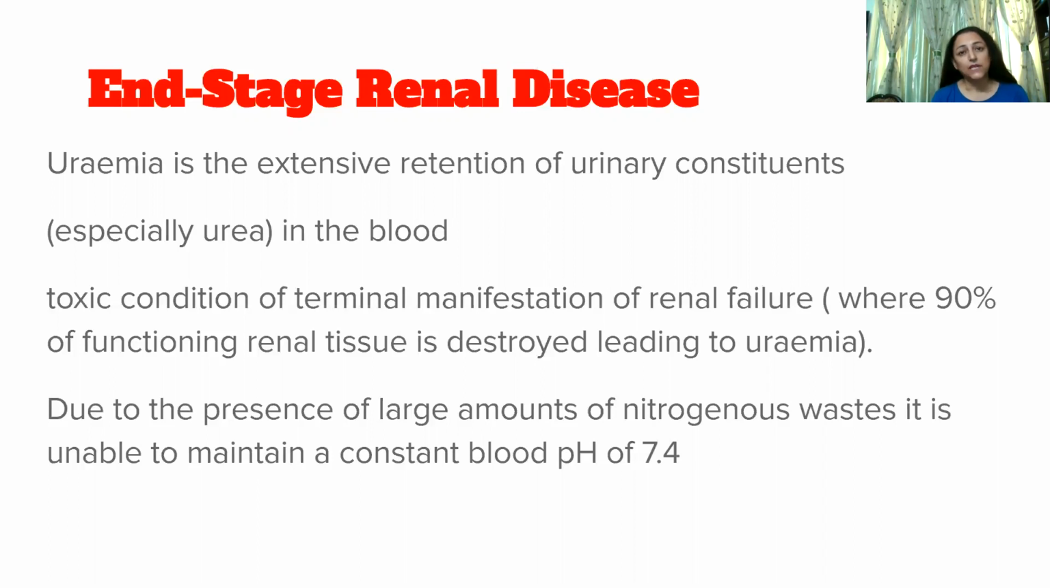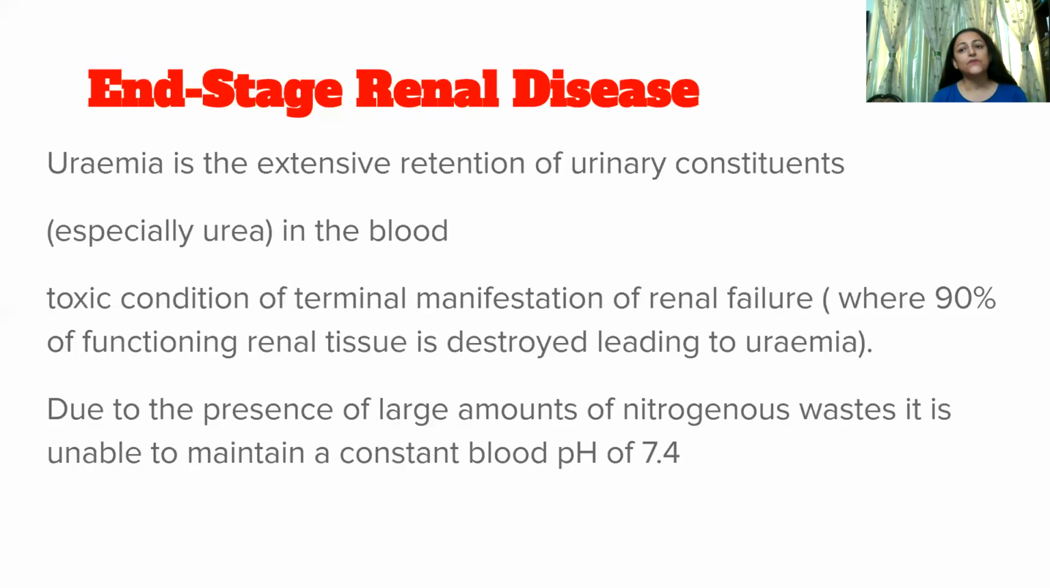So today we are starting with the third section of kidney problems. The first thing I'm going to discuss is end stage renal disease. What is end stage renal disease? We call it ESRD. It is also called uremia, which is the extensive retention of urinary constituents. And what are these retained constituents? The main one is urea, which is enhanced in the blood. It is a toxic condition, the terminal manifestation of renal failure.